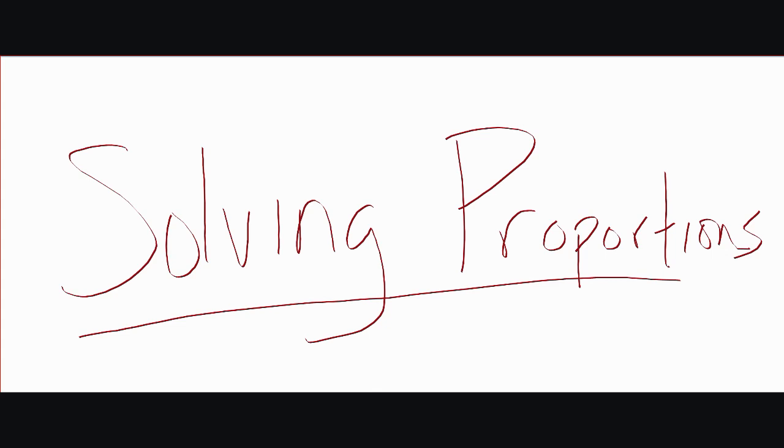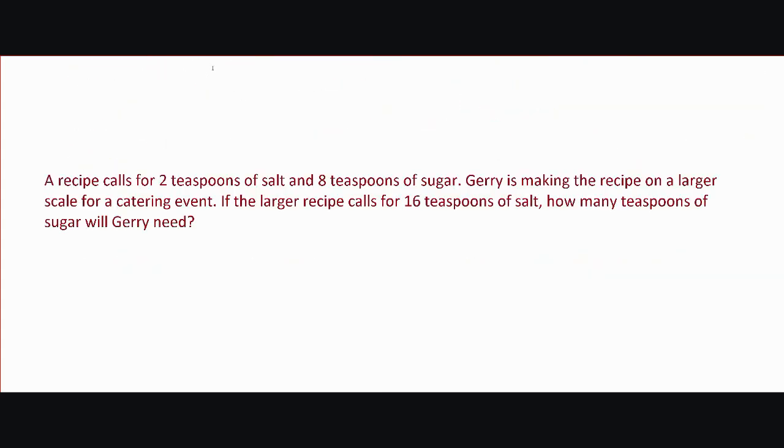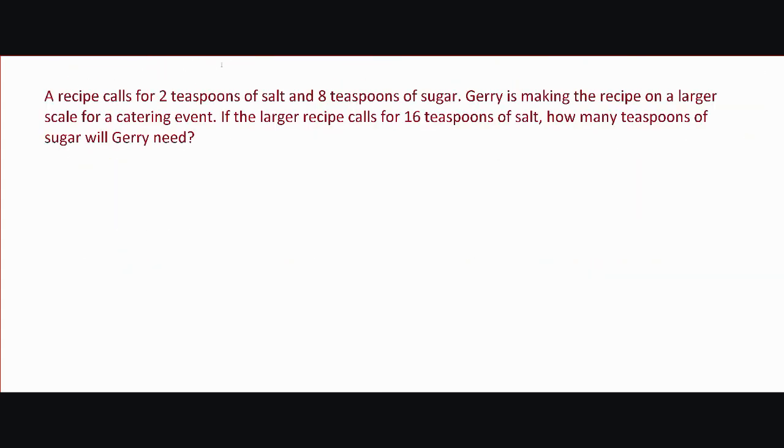Let's take a look at another example of a real-life scenario in which we might see proportional logic come into play. And that's the following. A recipe calls for 2 teaspoons of salt and 8 teaspoons of sugar. Now, Jerry is making the recipe on a larger scale for a catering event. This is a fairly common situation. You have a small recipe that you want to make larger. If the larger recipe calls for 16 teaspoons of salt, how many teaspoons of sugar will Jerry need for the recipe?